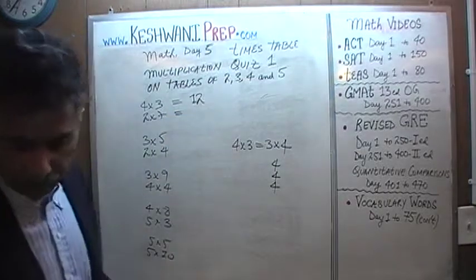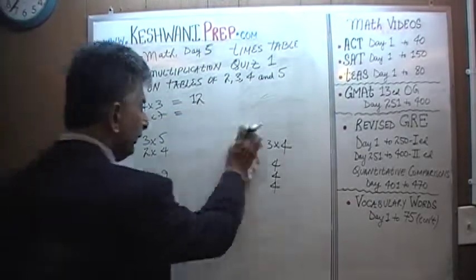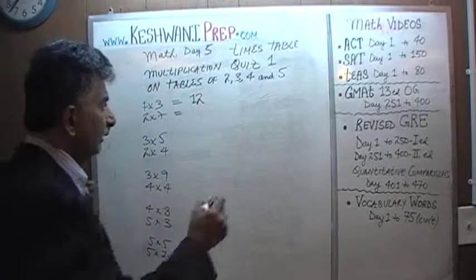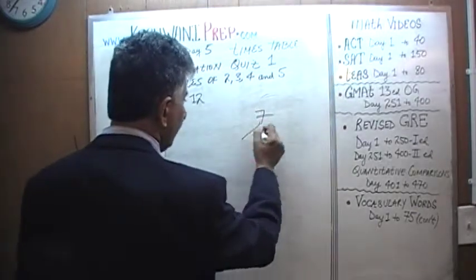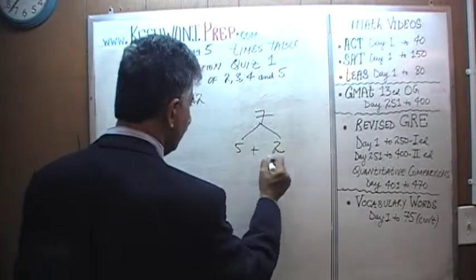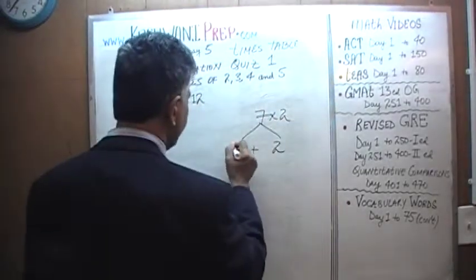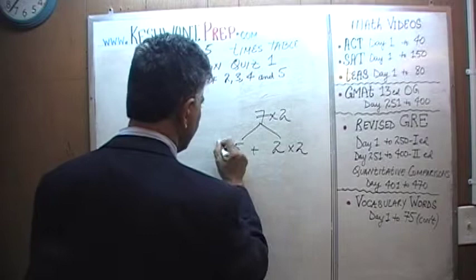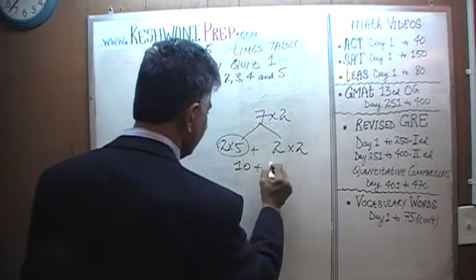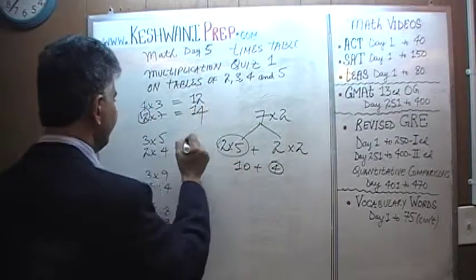How about 2 sevens? Same exact trick in your mind. Break up the 7 into 2 parts, into 5 plus 2. And then ask yourself, how many do we have? We have 2 of them. So we need 2 of them. That's going to be the same as 10 plus 4. 10 plus 4 is 14.